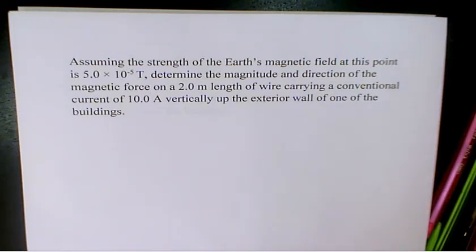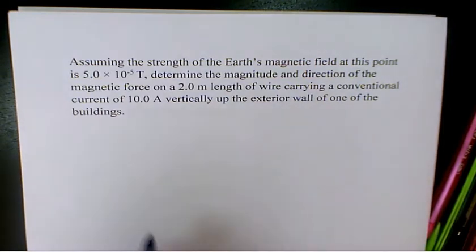Assuming the strength of the Earth's magnetic field at this point is 5 times 10 to the power of negative 5 Tesla. Determine the magnitude and direction of the magnetic force on a 2-meter length of wire carrying a conventional current of 10 amp vertically up the exterior wall of one of the buildings.